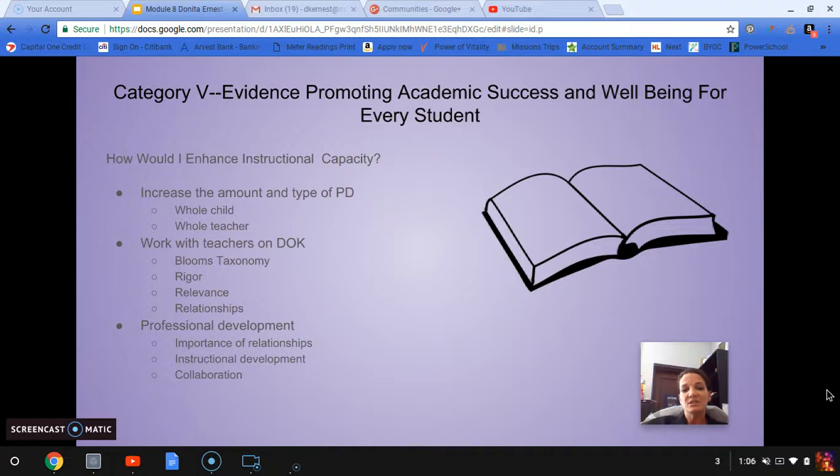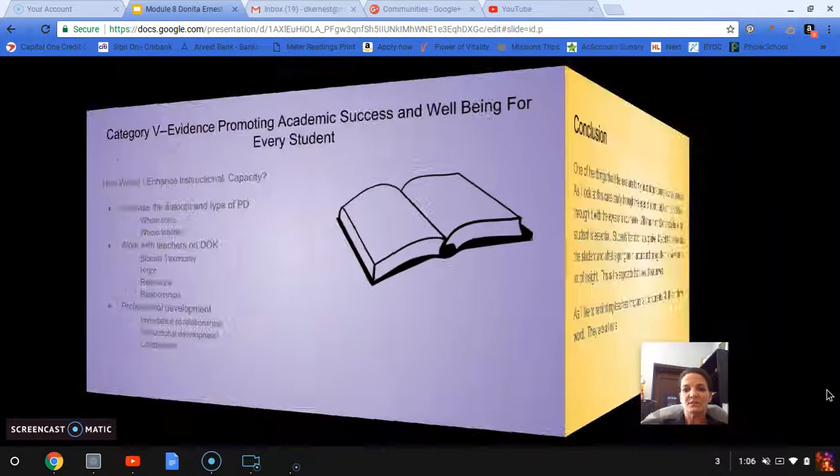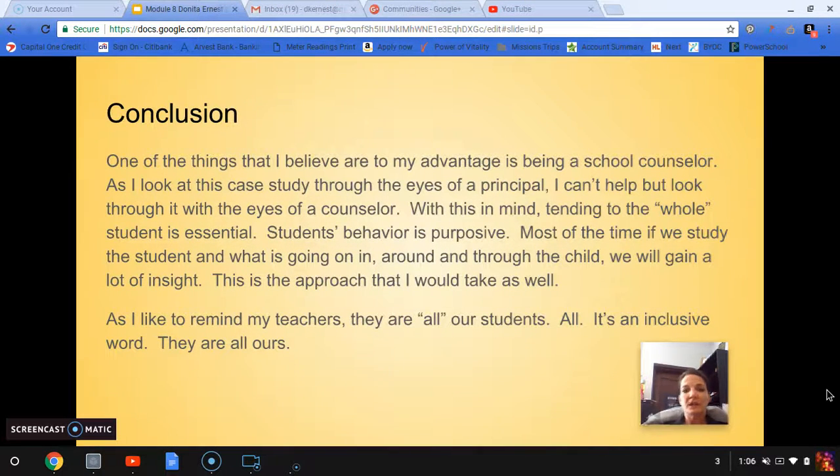I would like to work with teachers on depth of knowledge in the lessons that they are working on, working with Bloom's taxonomy, looking at rigor, relevance, and their relationship, and just encouraging them to become stronger in those areas. Make sure that the children are being challenged, but not excessively to where they feel they can't achieve. And then professional development, just looking at the importance of relationships, looking at the instructional development, and collaborating with teachers.